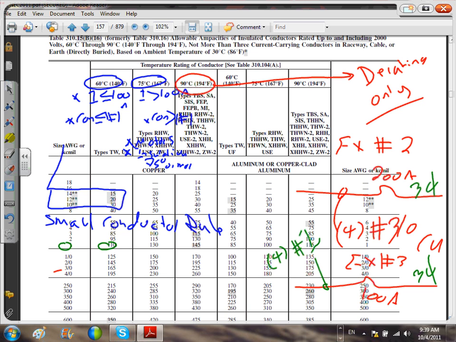If you look at number 14, it can carry a whole lot of amps, guys. It can carry up to 25 amps, but we're limiting it to 15 amps. We're cutting it by almost half for safety.